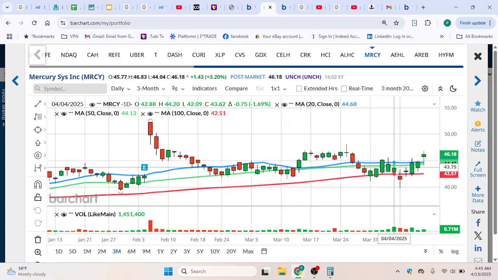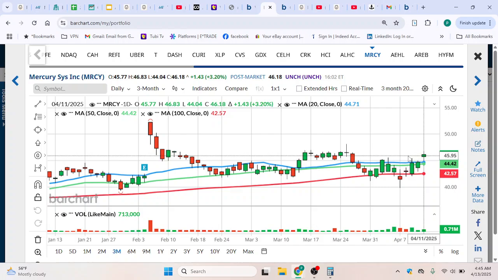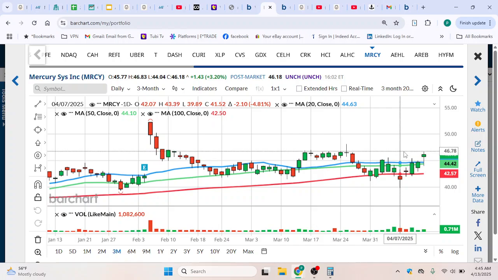Mercury, also positive reaction to earnings, but then sold off. Has been sideways ever since. Kind of gapped up and closed higher Friday versus this area. So I like that over, let's see, over 46.50. I like Mercury, symbol MRCY.